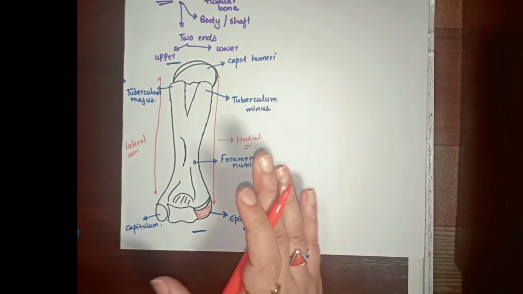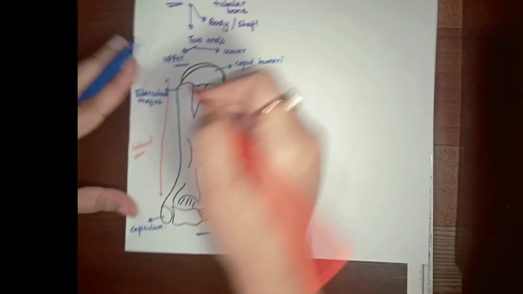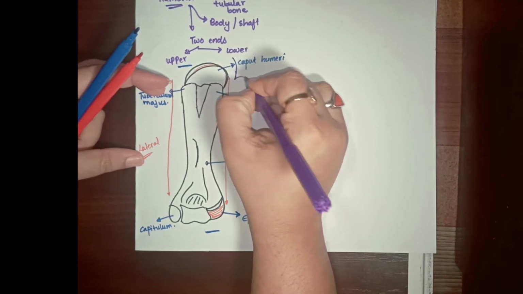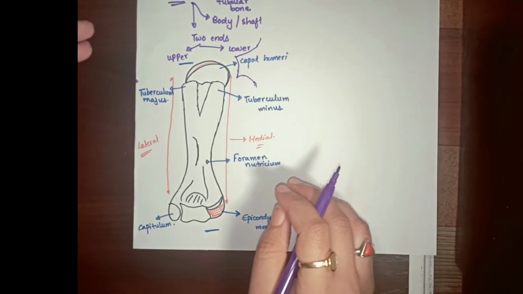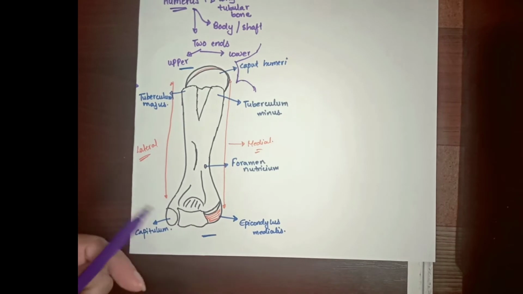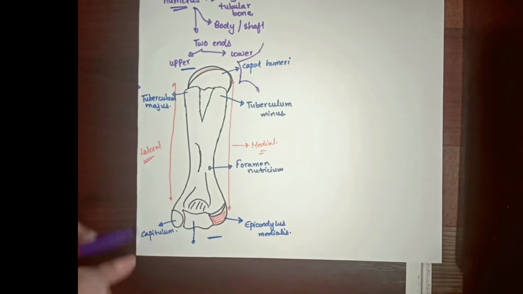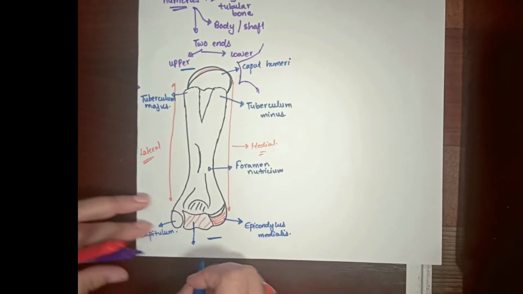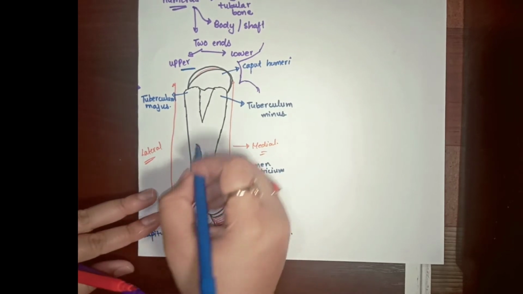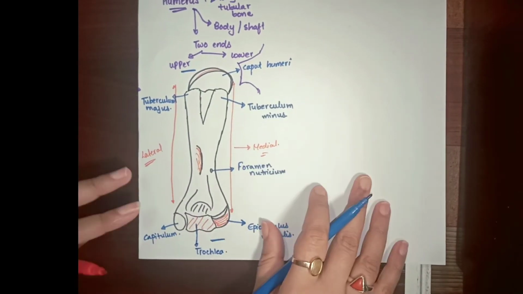And if you forget which is the medial part and which is the lateral part, you can see that the caput humeri will join to the scapula. That is the medial part, and the part which is not connected with the scapula is the lateral part. Now, this slanted one is known as trochlea. And here you can see a big tubercle. This is known as tuberositas deltoidea.